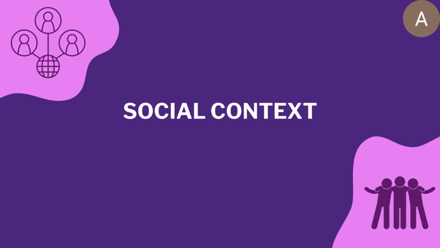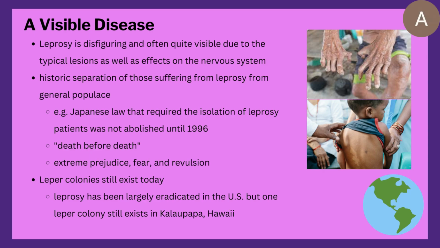So we've learned a little bit about the history behind M. leprae, its ecology, as well as what happens within cells infected with M. leprae. But what about its social context? M. leprae results in leprosy, which is a very visible disease. Leprosy can be disfiguring. For example, lepromatous symptoms include raised, poorly demarcated skin lesions.